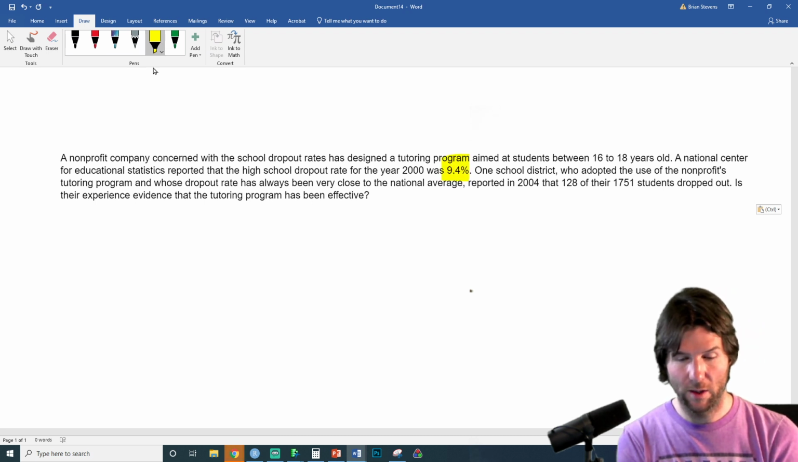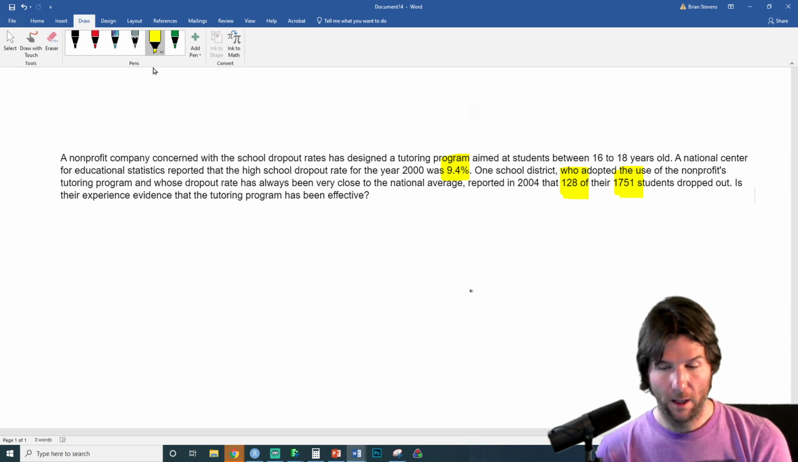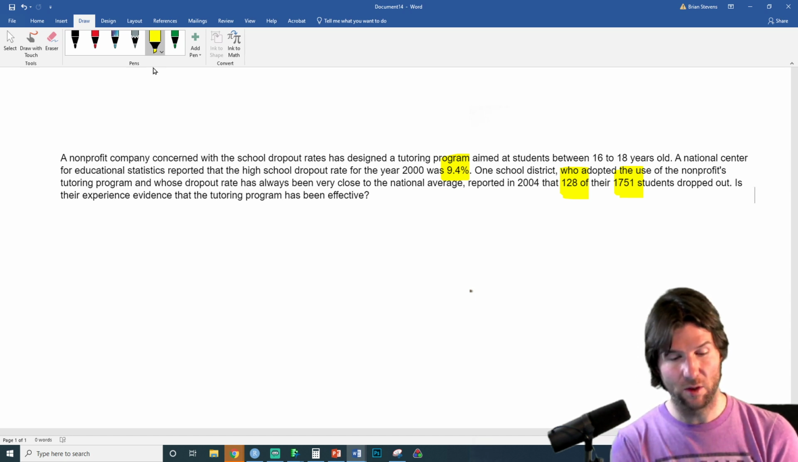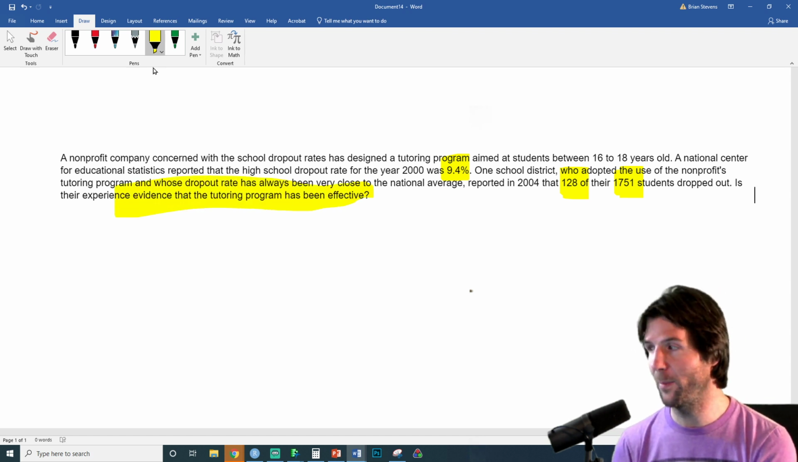So we go here, we get this, we get this, we get this, and the rest just look to be dates and ages, which we don't need. On the school district to adopt the use of the nonprofit program, tutoring whose dropout rate has always been very close to the national average. So they're close to the national average. Is there evidence that the tutoring program has been effective? So if a tutoring program has been effective, the dropout rate would do what?